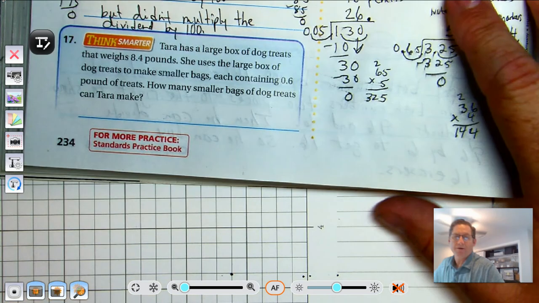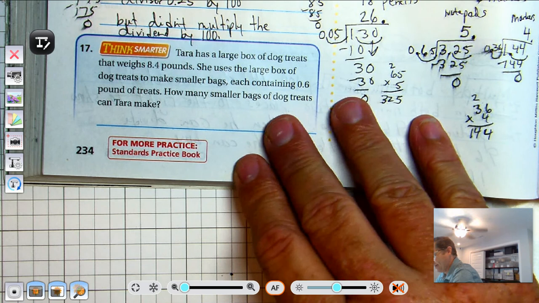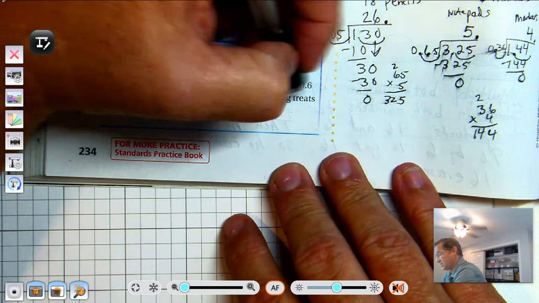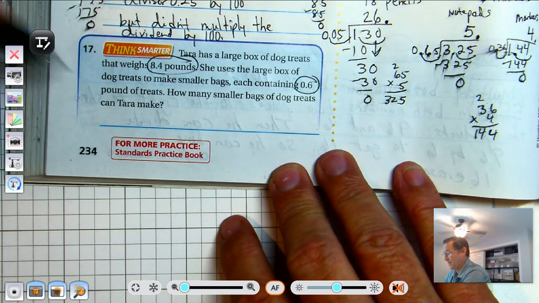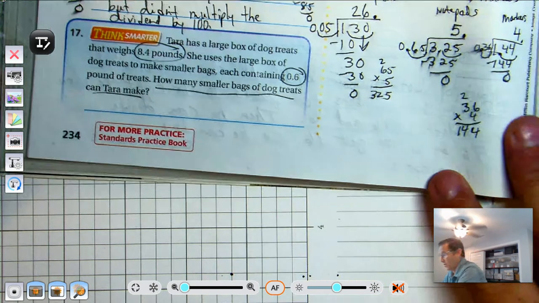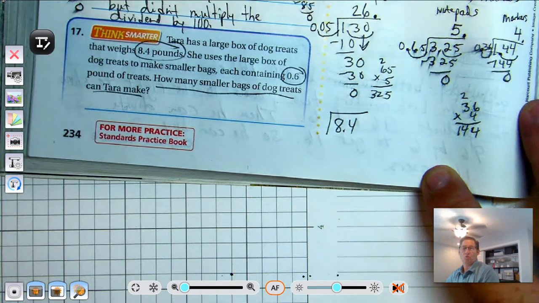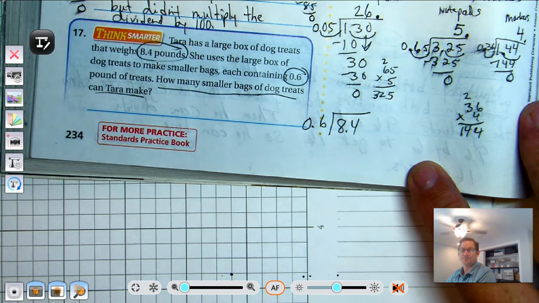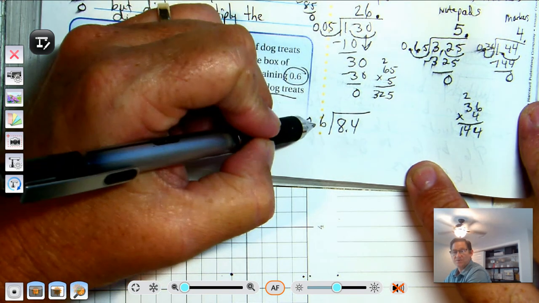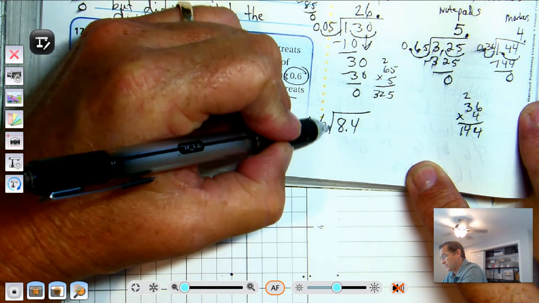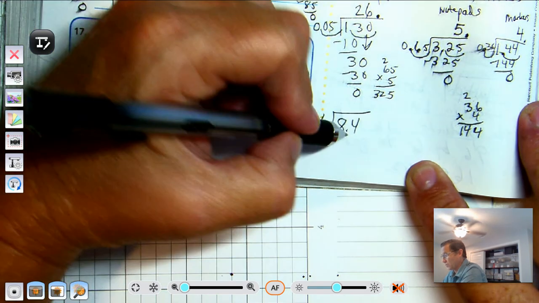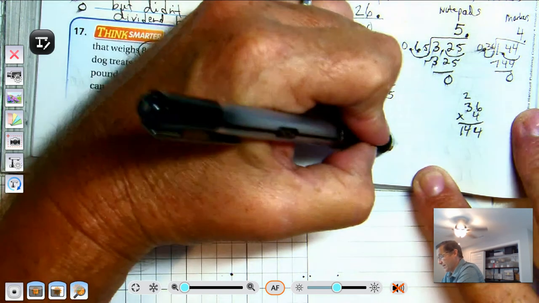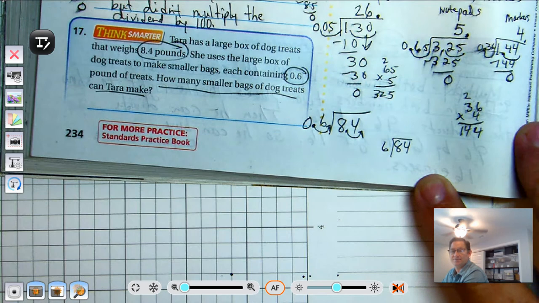Right, and number 17. Tara has a large box of dog treats that weigh 8 and 4 tenths pounds. She uses a large box of dog treats to make smaller bags, each containing 6/10 pound. How many smaller bags of treats did she make? All right. So we're going to take our total amount, 8 4/10 pounds, and we're going to divide by 6/10 pound. We're going to multiply the divisor by 10 to move the decimal point one place to the right. We're also going to multiply the dividend by 10 and move the decimal point one place to the right. So we have 84 divided by 6.